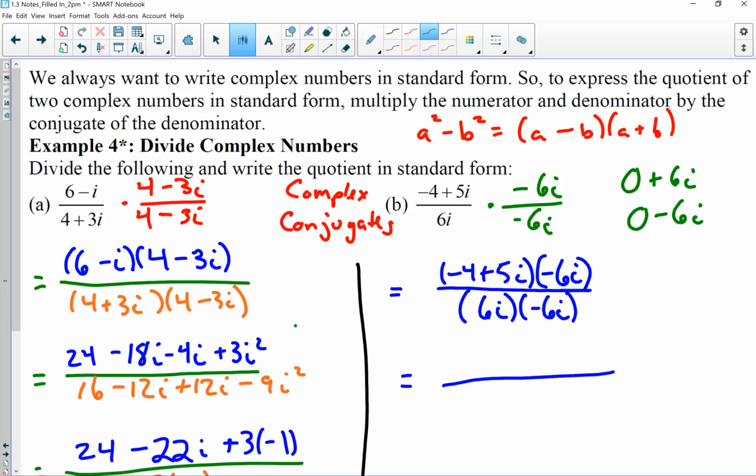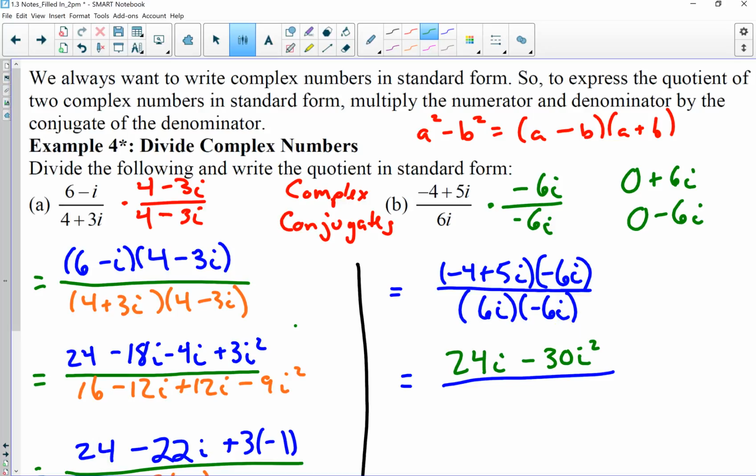How we handled that in the past was we distribute, and that's still the case. So I'm going to distribute my negative 6. Negative 6 times our negative 4 is going to get me positive 24i, because our 6i has an i on it. And then 5i times our negative 6i gets me negative 30 i squared, because we have an i times an i.